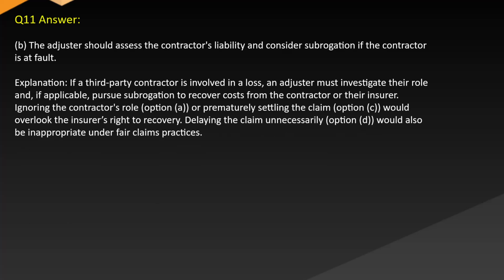Answer: B. The adjuster should assess the contractor's liability and consider subrogation if the contractor is at fault. Explanation: if a third-party contractor is involved in a loss, an adjuster must investigate their role and, if applicable, pursue subrogation to recover costs from the contractor or their insurer. Ignoring the contractor's role, option A, or prematurely settling the claim, option C, would overlook the insurer's right to recovery. Delaying the claim unnecessarily, option D, would also be inappropriate under fair claims practices.